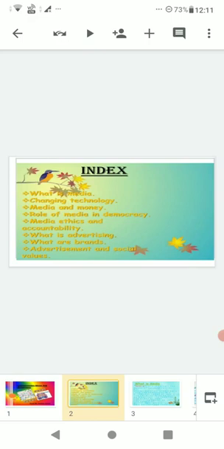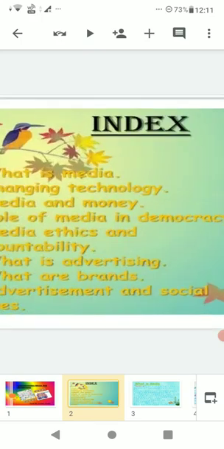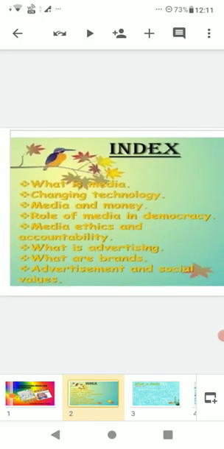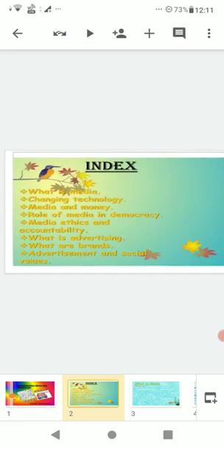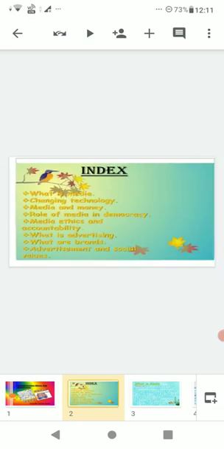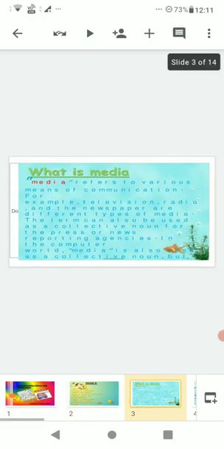In this chapter there are also other subtopics: media, ethics and accountability, what is advertising, what are brands, then advertisement and social values. So let's learn about Civics chapter number 6, Understanding Media. So media, first of all, what is media?